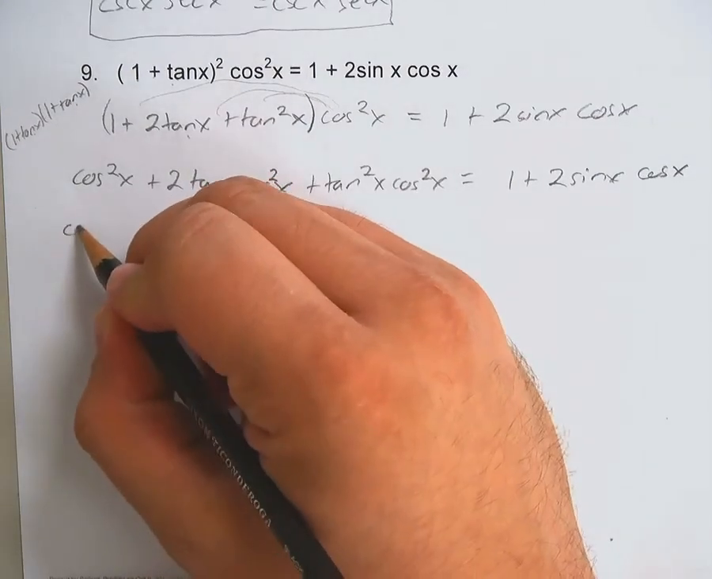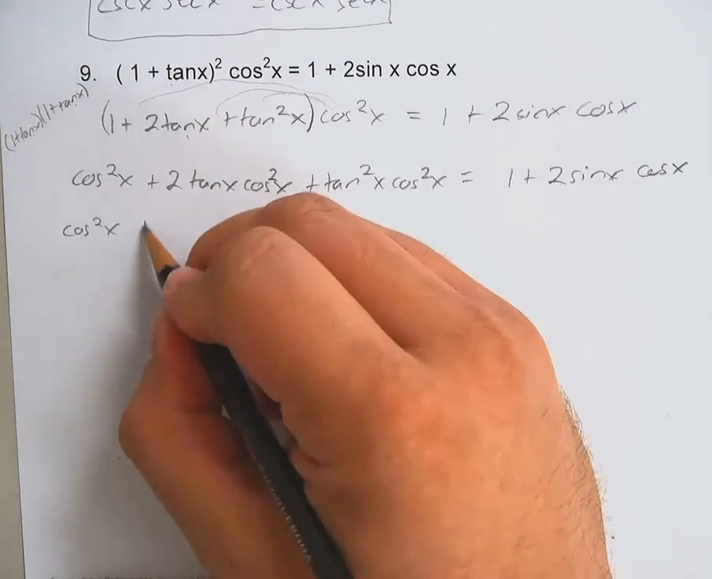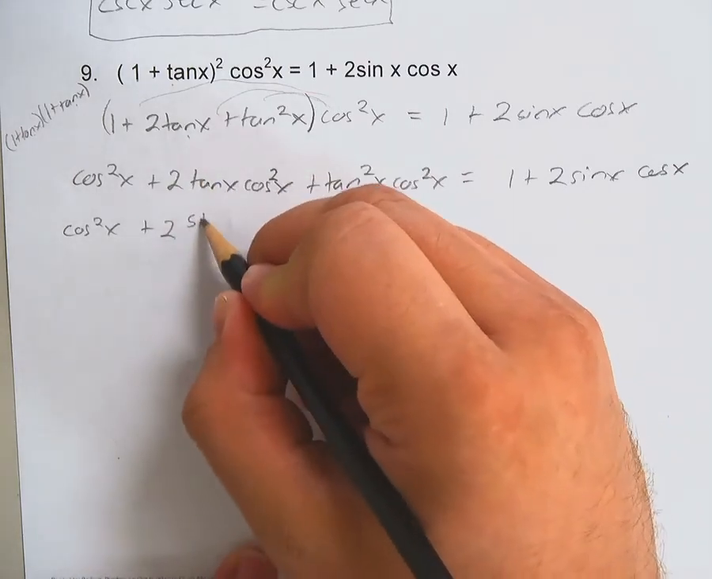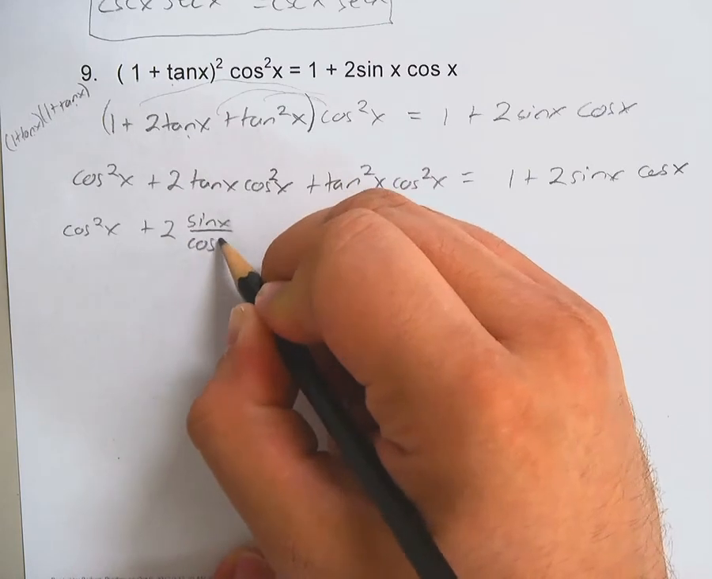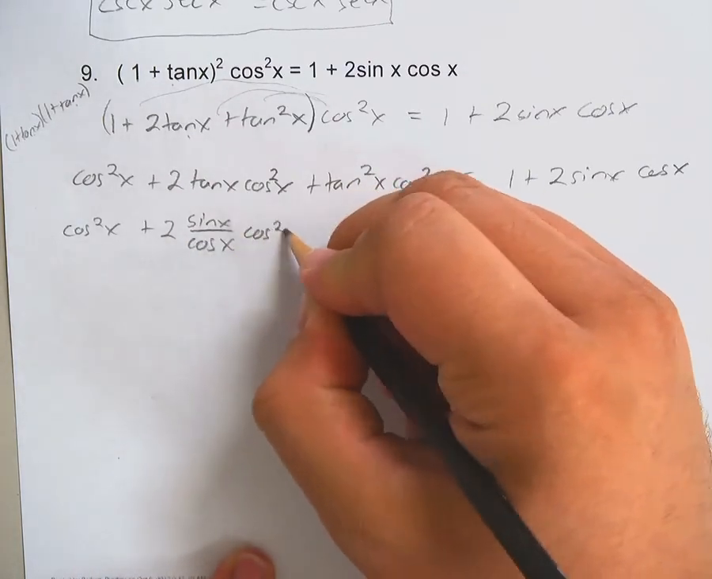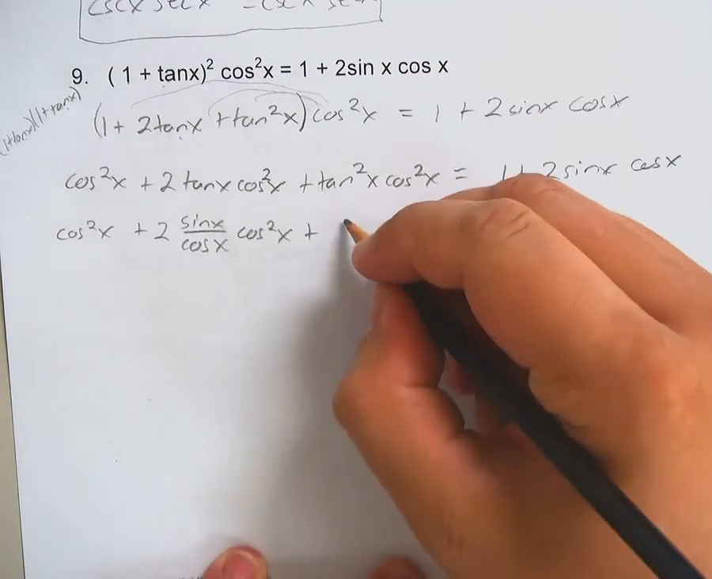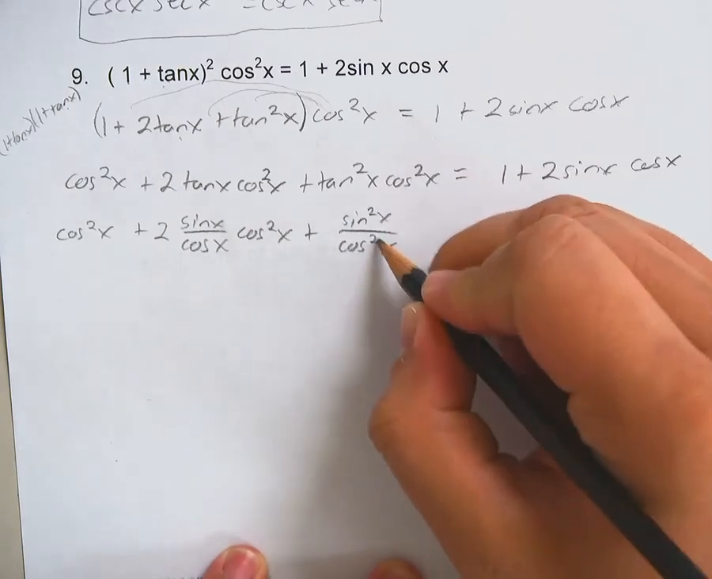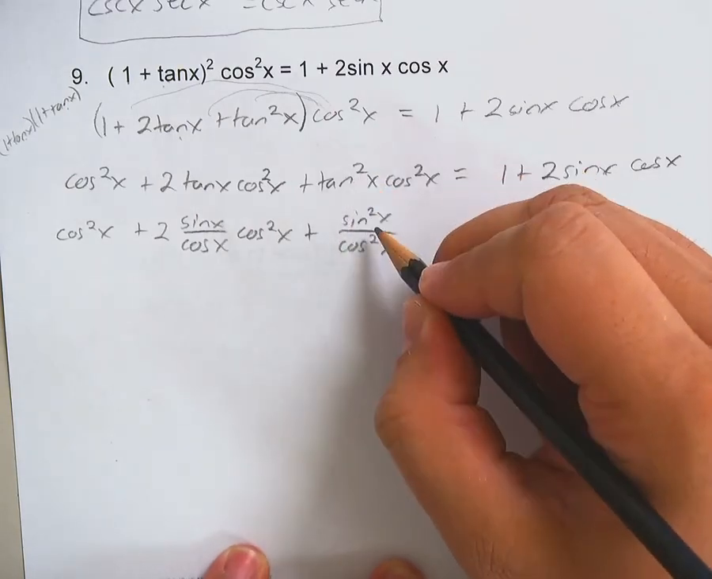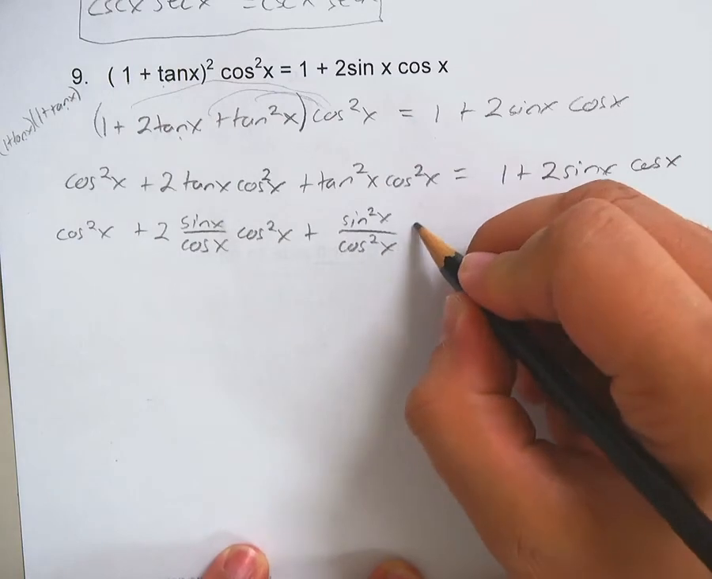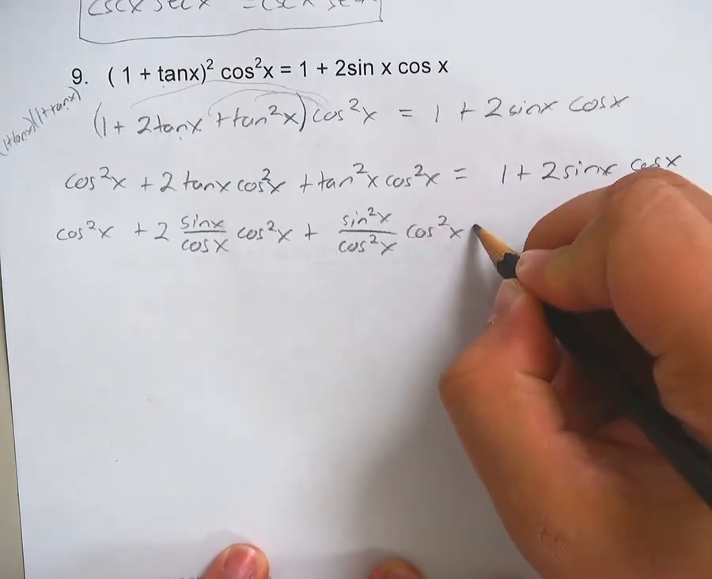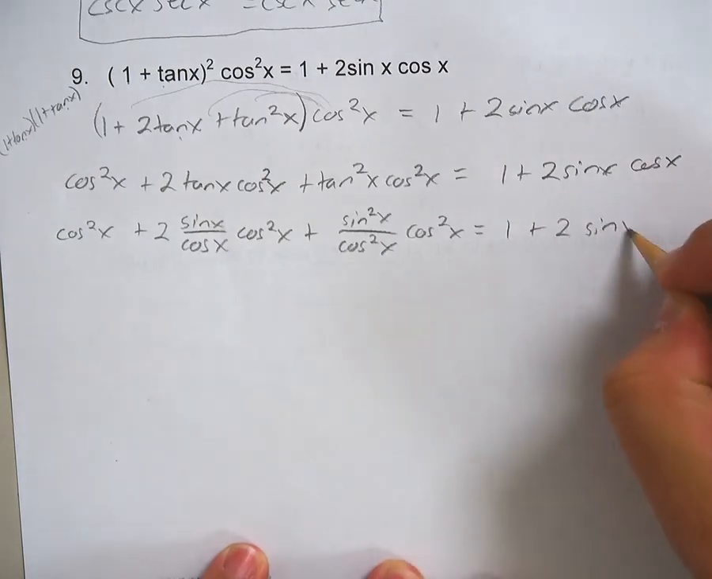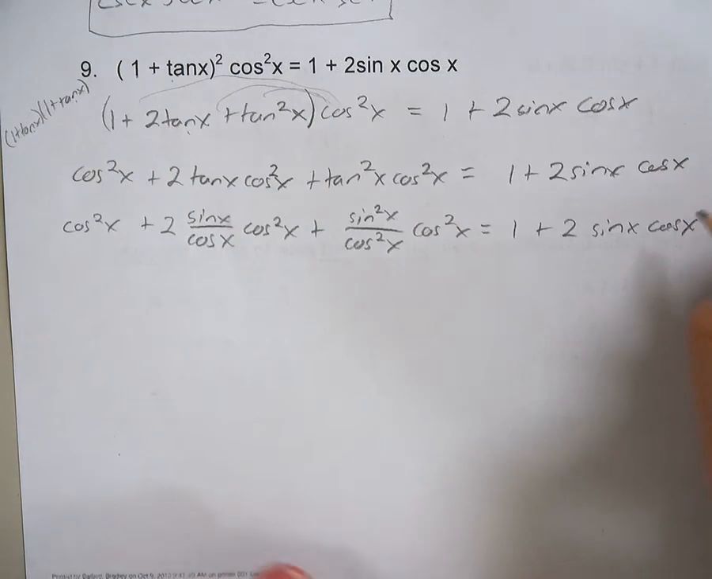So wouldn't this be cosine squared x plus 2 times, tangent is sine x over cosine x, cosine squared x plus sine squared x over cosine squared x. I'm changing tangent squared to sine squared over cosine squared. Cosine squared x equals 1 plus 2 sine x cosine x.